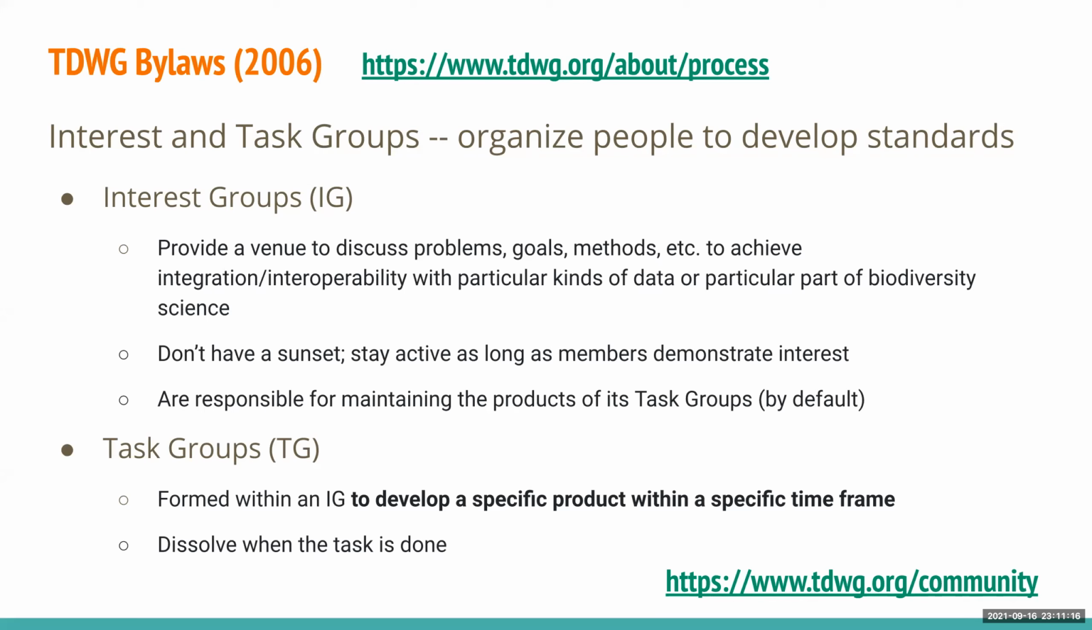A critical thing in terms of the organization is interest groups don't have a sunset, not an automatic one. They stay active as long as the members demonstrate interest and stay active. In the initial prescription that we made, the interest group would be responsible for maintaining any product of its task groups. That's also something that we've tweaked a bit, and it got tweaked in the future. Task groups are formed within an interest group to develop a specific product within a particular time frame, and then they dissolve when the task is done.